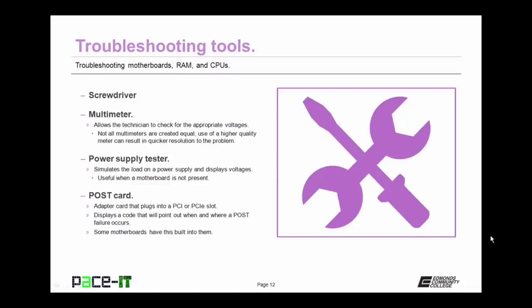A post card is another handy addition. It's an adapter card that plugs into a PCI or PCIe slot. It displays a code that will point out when and where a post failure occurs. Some motherboards have post cards built into them, but not all of them, and you might want to consider getting one so that you can learn the codes and be familiar with them.